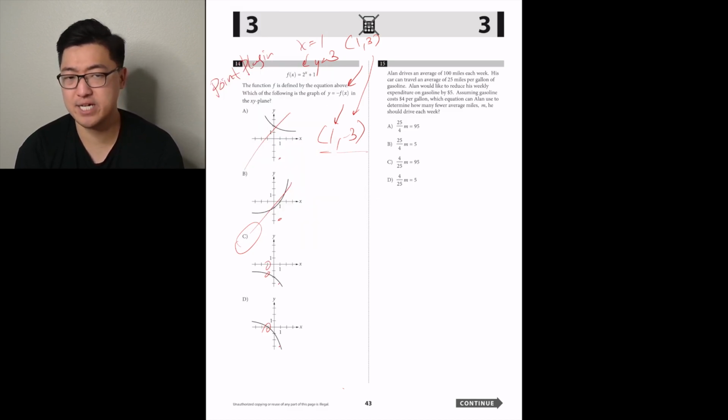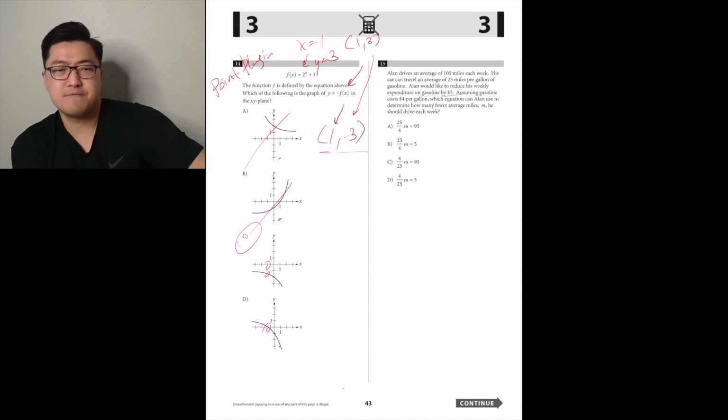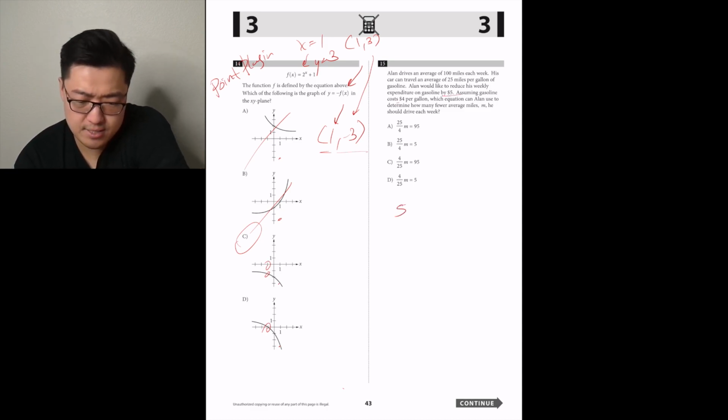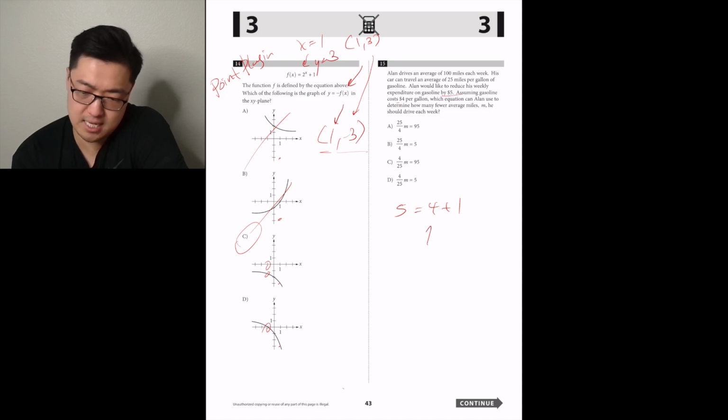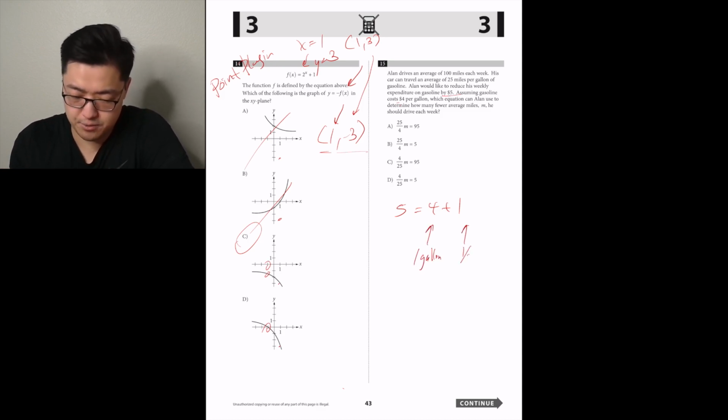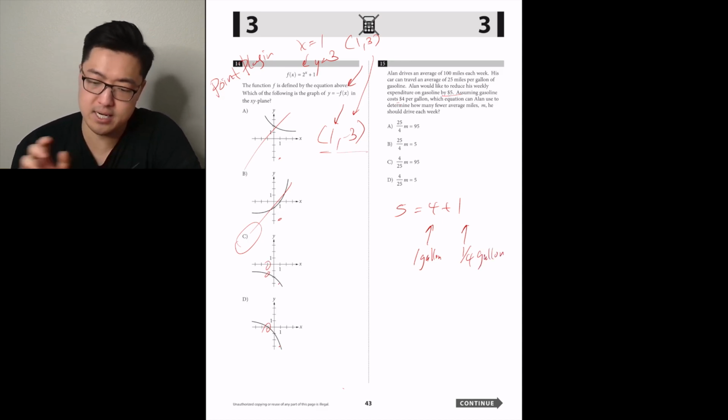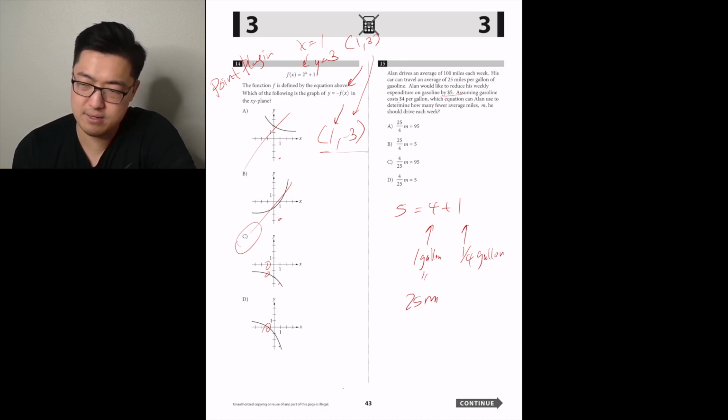I think I can try to find the value of m, because if he wants to save $5, then he's going to save $4, which is the cost of 1 gallon, plus $1, which is an extra quarter gallon. So he's going to save like 1 1/4 gallons worth of gasoline.